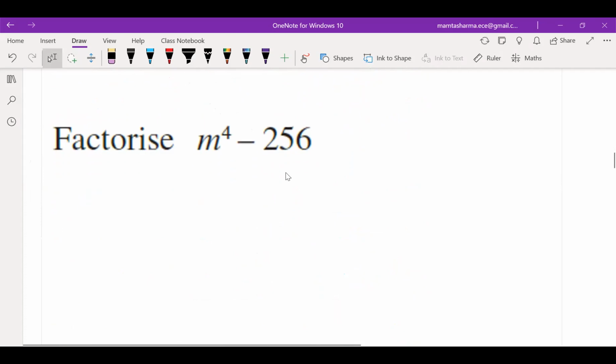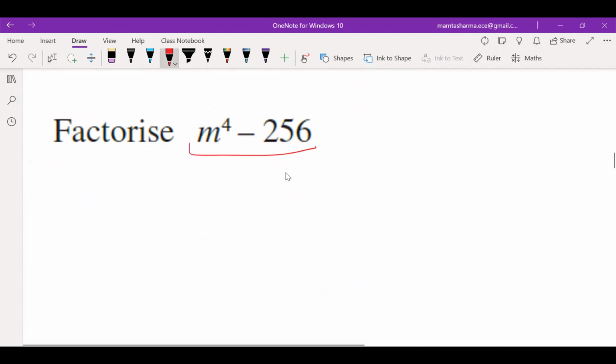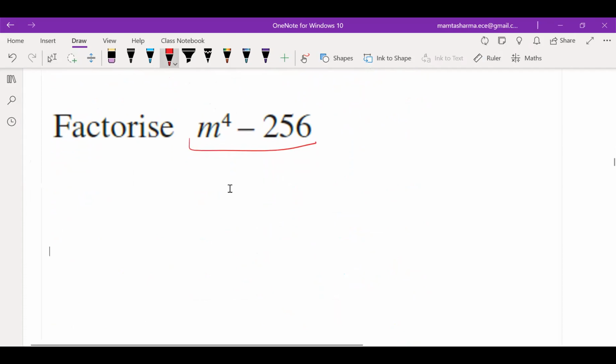Similarly, there are only 2 terms in this question. So which identity will fit here? The 256 is the perfect square of which number? 16. 256 is the square of 16.